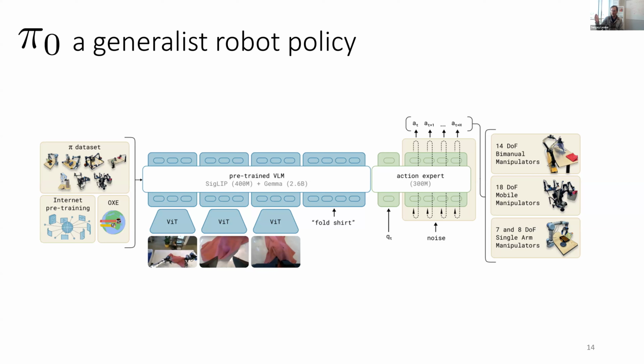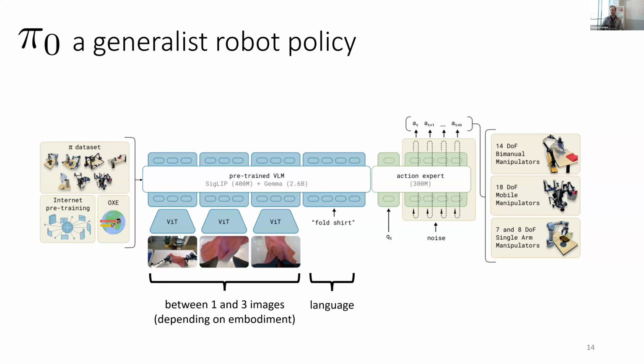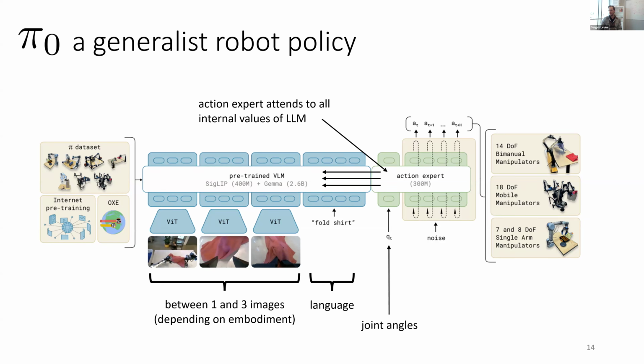So there's a maximum dimensionality to the output actions, and it's just zero padded if your robot has fewer action dimensions than that. So we take in between 1 and 3 images and language, and those go into the VLM component. The action expert can attend to all of the internal activations of the Gemma LLM and is trained to take in joint angles and produce action chunks, 50 time steps worth of actions, via a flow matching loss.